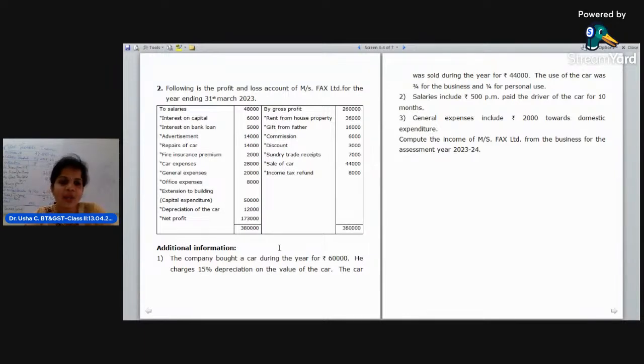But it is a non-business income here. So being non-business income, we have to, one second.